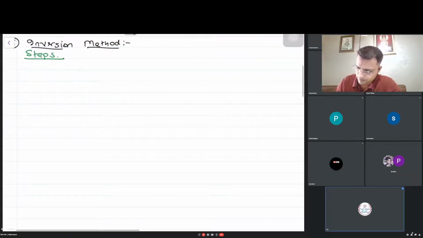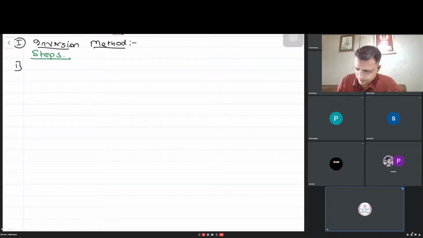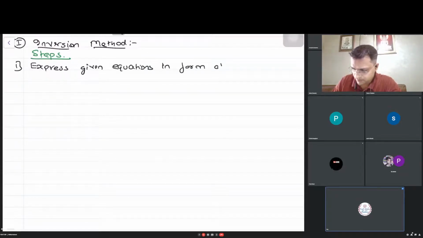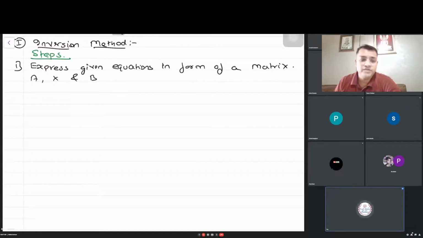Steps. Step number 1: Express given equations in the form of a matrix A, X, and B. These are the three matrices that we will be creating from the given equations.